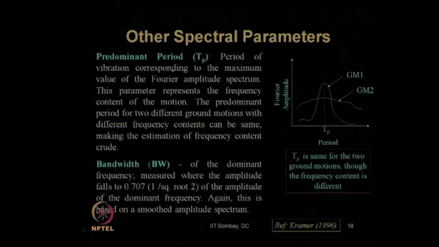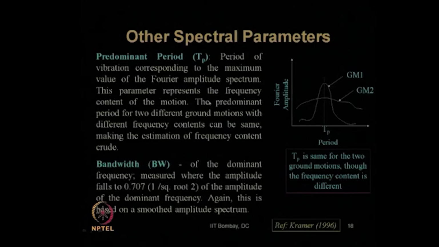Other parameters, like predominant period. What is predominant period, or TP? It is the period of vibration corresponding to the maximum value of the Fourier amplitude spectrum. That is, you have to express the amplitude response in terms of a Fourier series. As we have already seen, if you plot Fourier amplitude versus the period, it will look like this. This is for two different ground motions: ground motion 1 and ground motion 2. Can you see? For both of them, the predominant period TP is the same, that is where the maximum value of the Fourier amplitude occurs.